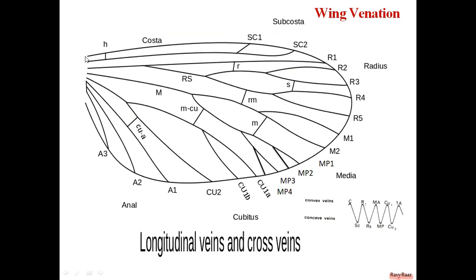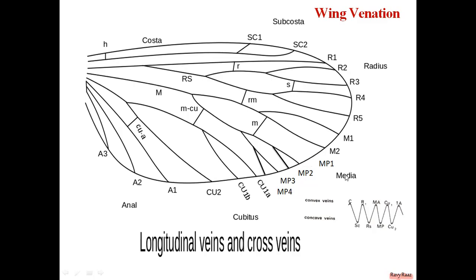First is costa. We already discussed costa is an unbranched structure. So there is no division in costa vein. Second is SC. In SC there is a division, SC1 and SC2. Next is RS. RS is divided into portions: radius, R1, R2, R3, R4, R5.